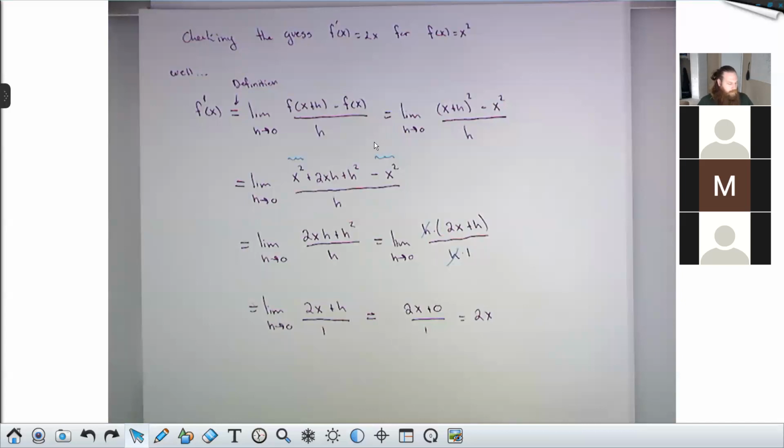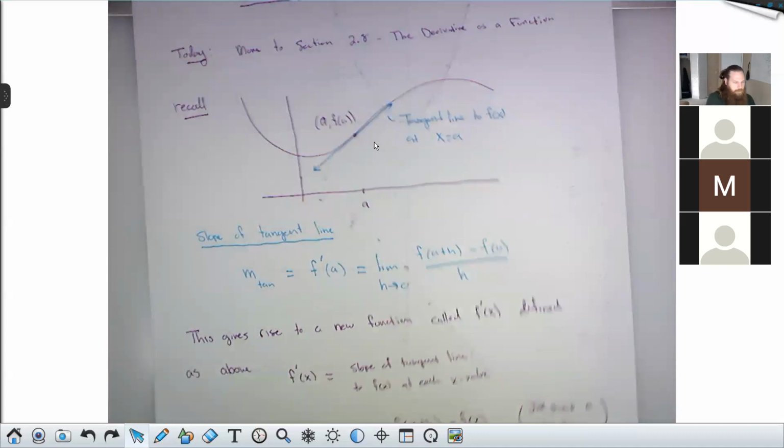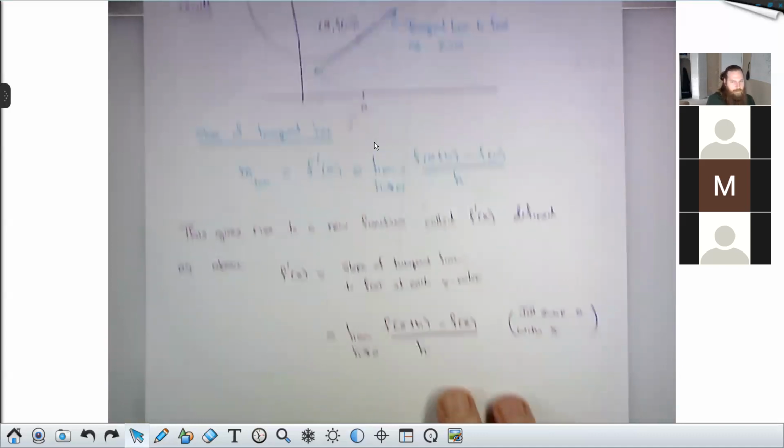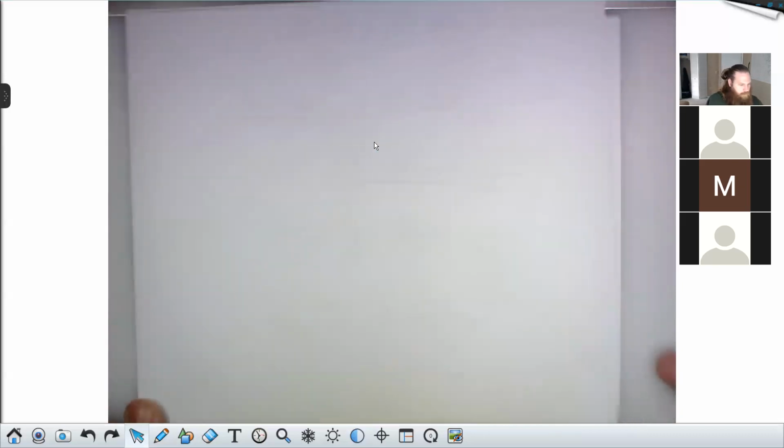Okay. So I want to run through this game one more time with a slightly different function. And so here, remember, here's our definition for f prime. We'll be using this on the regular. So there's something a little more interesting.